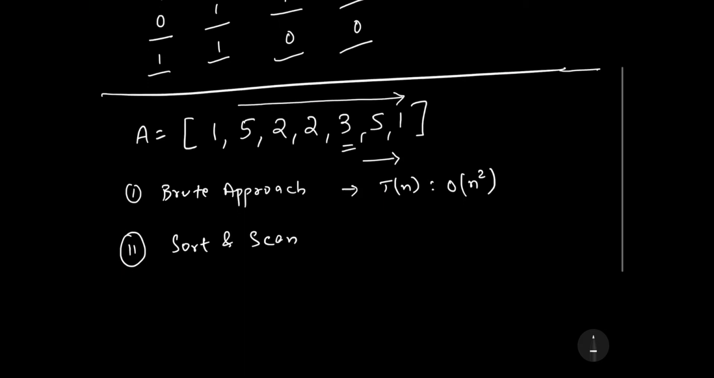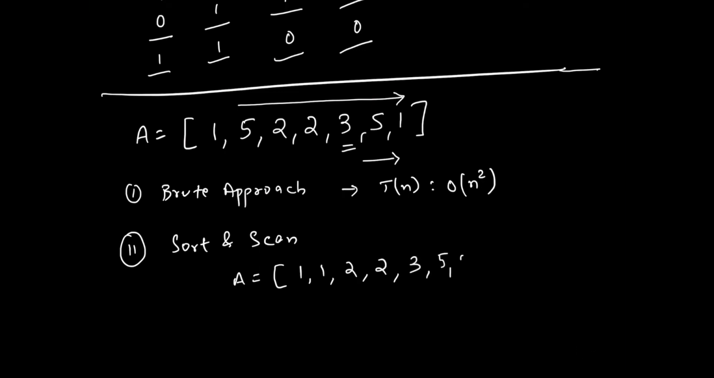So if we sort this array, the array becomes 1, 1, 2, 2. So here we see that all similar elements are falling next to each other, right? So both the 1s are together, both the 2s are together, and both the 5s are together, right? So here how to find 3?